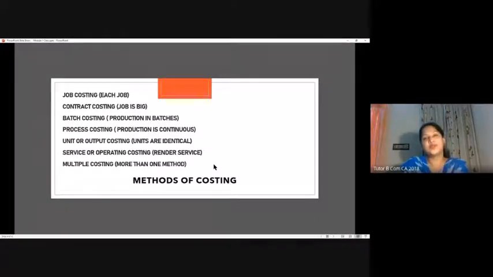Unit or output costing, what you have to remember is units produced are identical in nature. While production happens, units produced are very much identical. Say, for example, the best example you will remember is the brick manufacturing industry. When they are talking about a particular size or particular category of bricks, all of that would be uniform, right? They cannot establish any difference from one unit to another. So the cost and the pricing will depend on these factors.